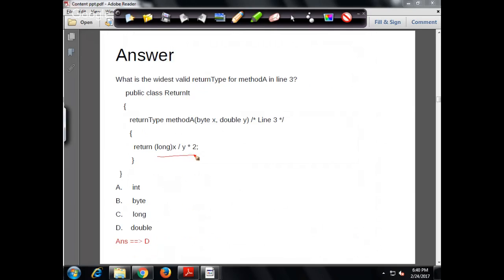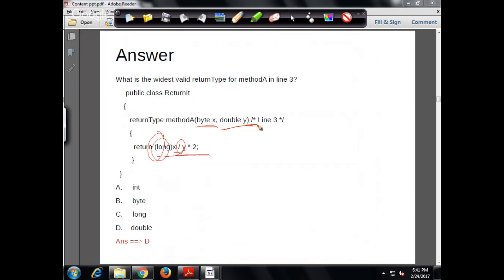If you see this expression, we have two variables, x and y. X initially over here is of type byte, but it has been typecasted to long over here. So one of the variables, x, is now of data type long. Now let's look at the other variable, which is y. Y over here is of type double. So in this expression, we have two variables and one of them is double, and the double data type is wider than the long data type.